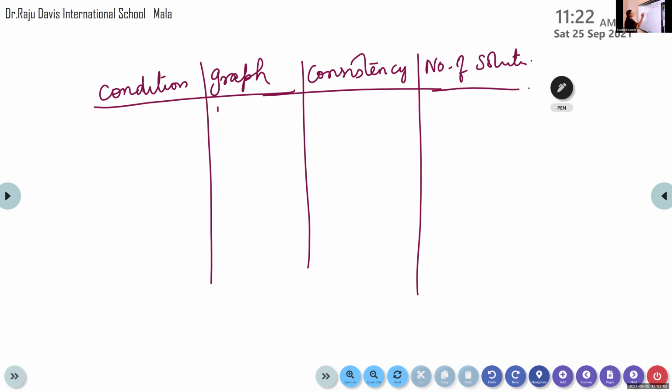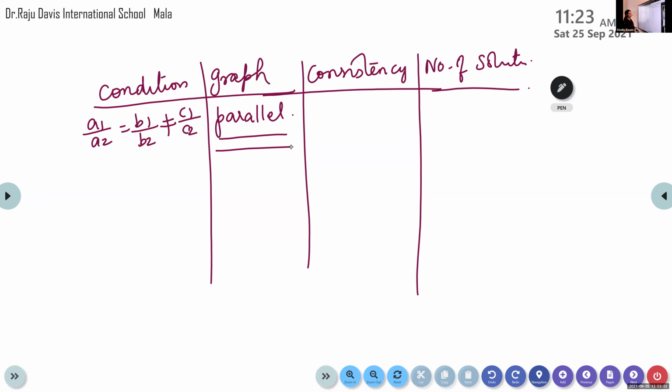So, suppose the lines are parallel. What is the condition with respect to the coefficients if the lines are parallel? A1 by A2 is equal to B1 by B2, not equal to C1 by C2, isn't it?